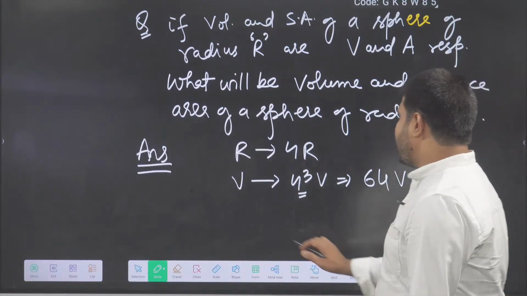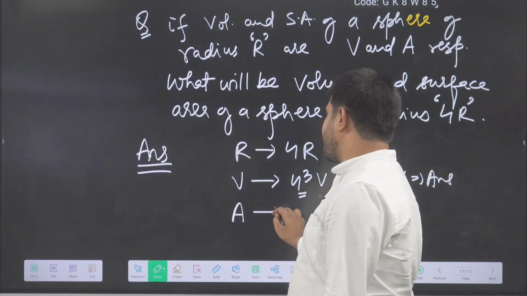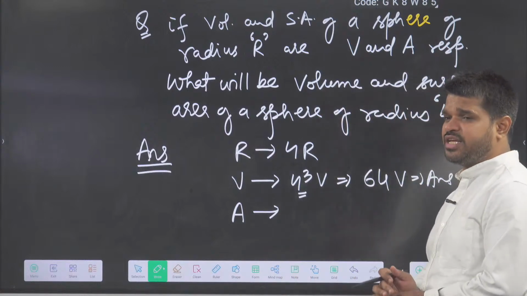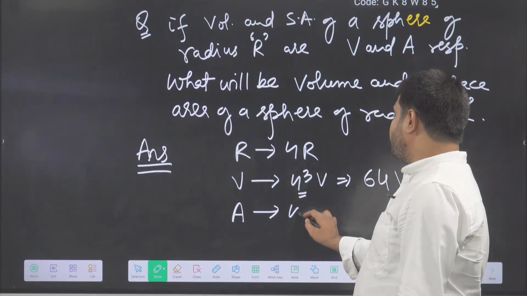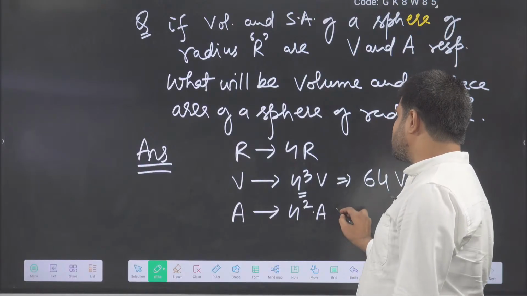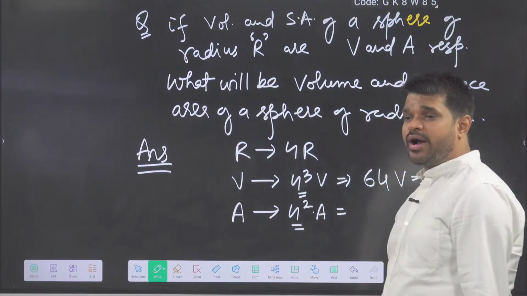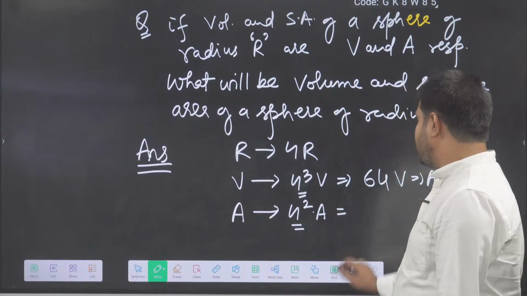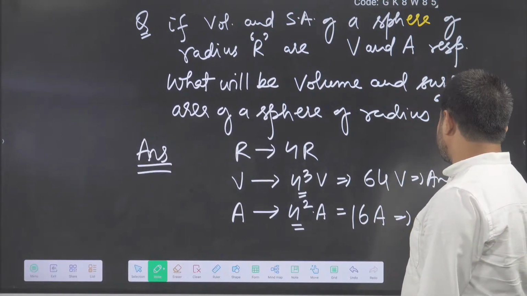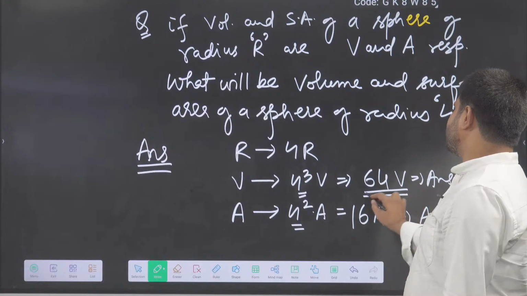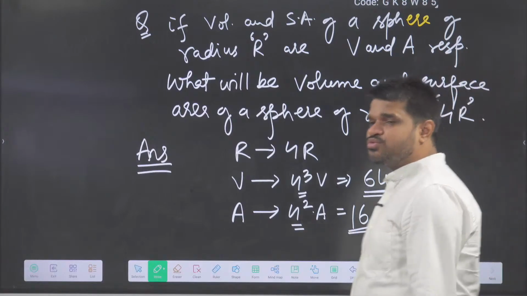Okay. And coming to surface area. So surface area will be 4 square into the old surface area. What is 4 squared? 16. So 16 into A. That will be the answer. So volume becomes 64V. Area becomes what? 16A.